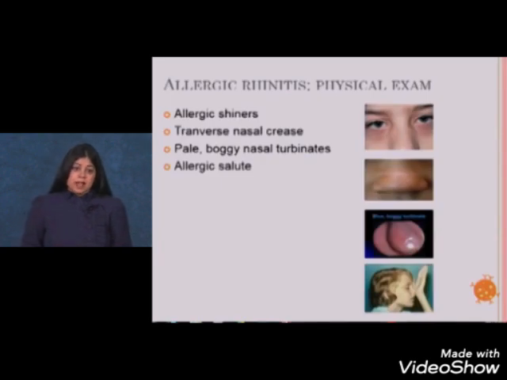On physical exam, there are certain things that you see in allergic rhinitis. And so allergic shiners is a big one, and this is due to vascular congestion of the blood vessels that surround the eyes, the nasal passages, the sinuses. You get transverse nasal crease from rubbing so much. You get these pale, boggy nasal turbinates, and then you get the classic allergic salute that we see oftentimes in children when they present to our clinic.